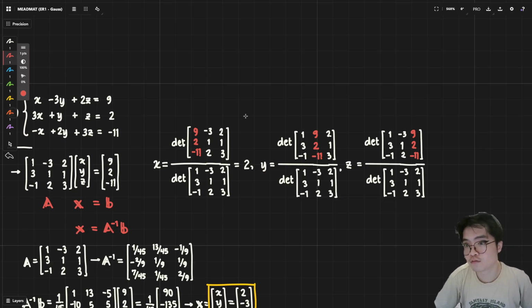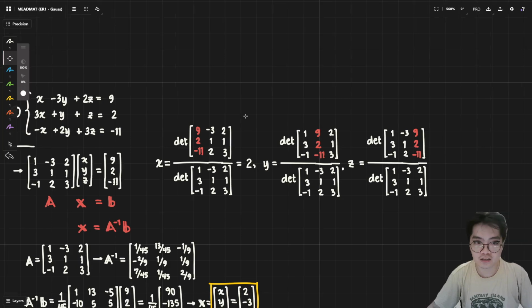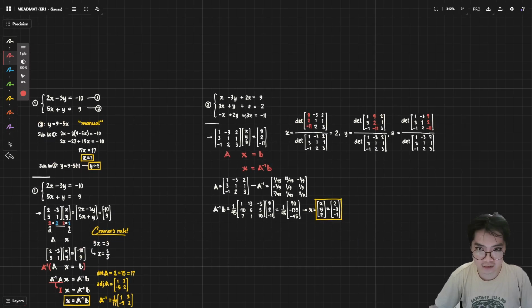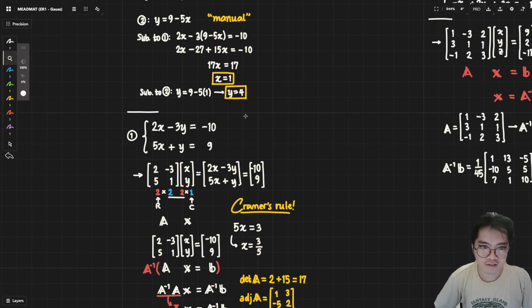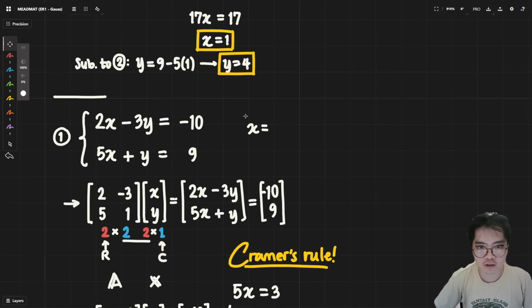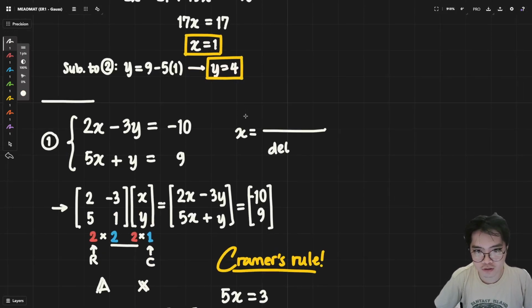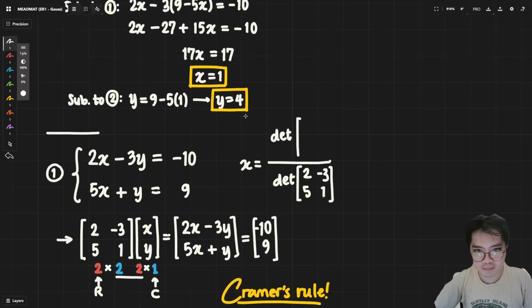What about 4 by 4 matrices, right? That is where Cramer's rule starts to fail. And, well, you can now generalize back to here, right? Your immediate value for x will just be based on the determinant of this thing, 2, negative 3, 5, and 1. And because this is the first variable, you will replace the first column with the answer, negative 10 and then 9.